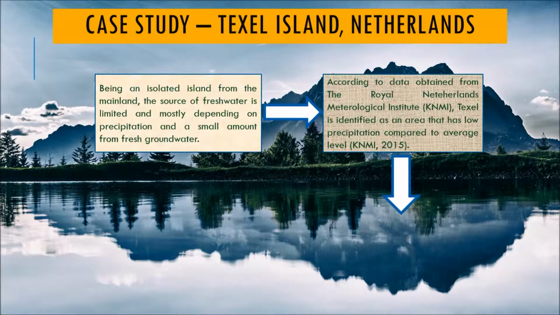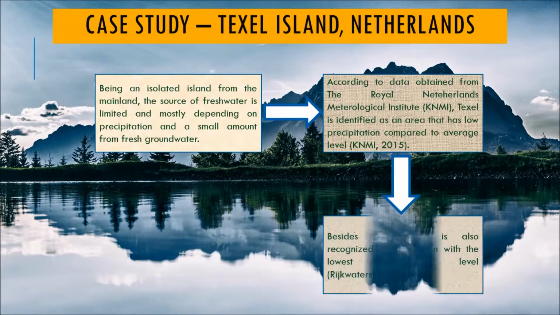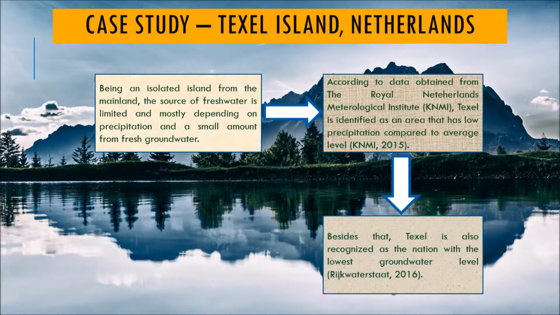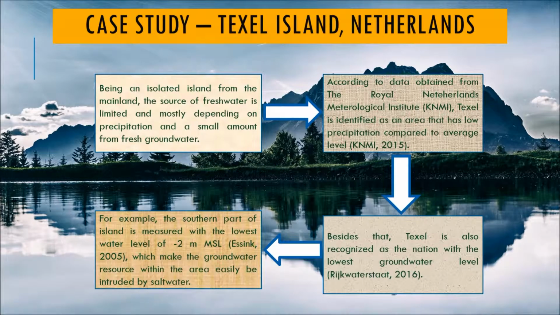According to data obtained from the Royal Netherlands Meteorological Institute, Texel is identified as an area that has low precipitation compared to the average level. Besides that, Texel is also recognized as the nation with the lowest groundwater level. For example, the southern part of the island is measured with the lowest water level of -2 meter mean sea level, which made the groundwater resource within the area easily intruded by salt water.